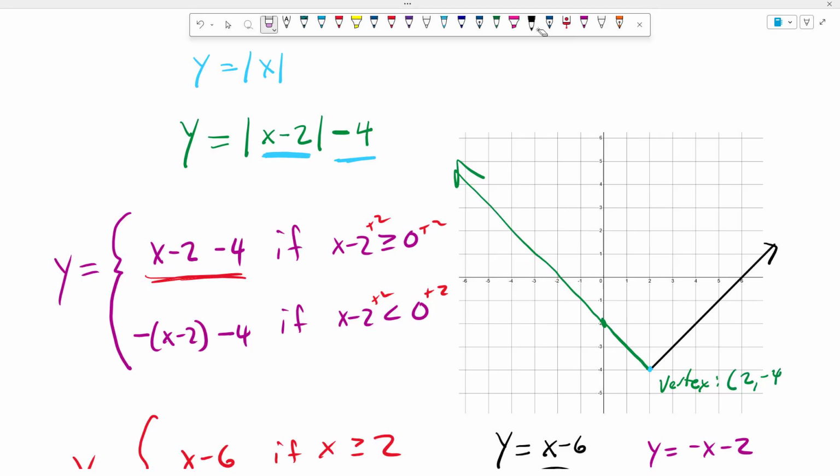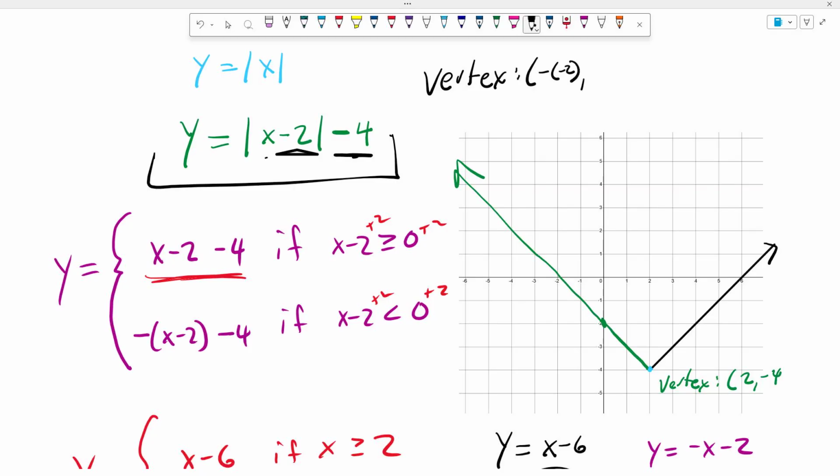Okay. And is that always going to happen when we have x plus or minus a number? It is. You can immediately look at this and know where the vertex is. It's always the opposite of that number, comma that number. So it's going to be 2, -4. So we're actually going to graph these much faster without doing all the piecewise definition. We're just going to find the vertex and then figure out what the slope is.